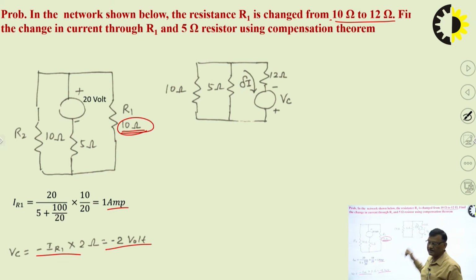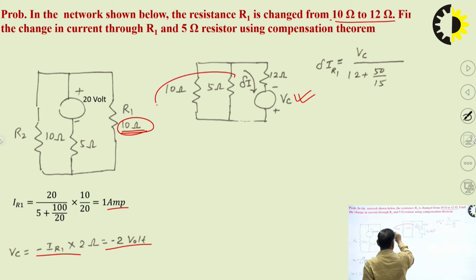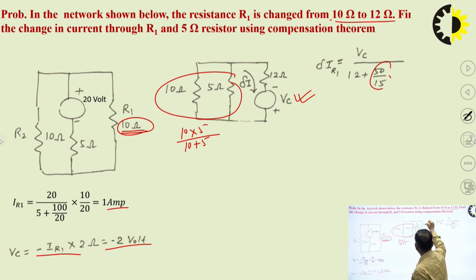Then draw the circuit required for the compensation theorem. So only this is the injected voltage. We inject this voltage in the modified branch where the changes have taken place, and then we try to find the change in current, delta IR1. So delta IR1 is basically VC upon these. These are in parallel, so 5 into 10 divided by 10 plus 5. So we get 50 by 15, and they are in series with 12 ohms. So this is delta IR1 equals VC upon this.